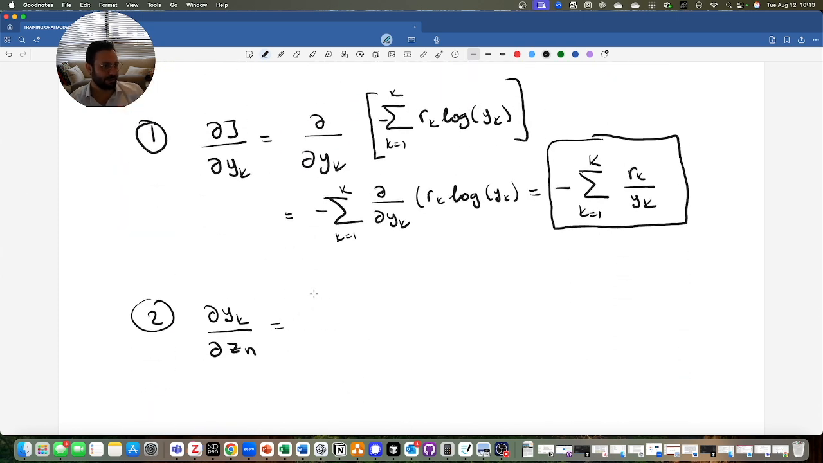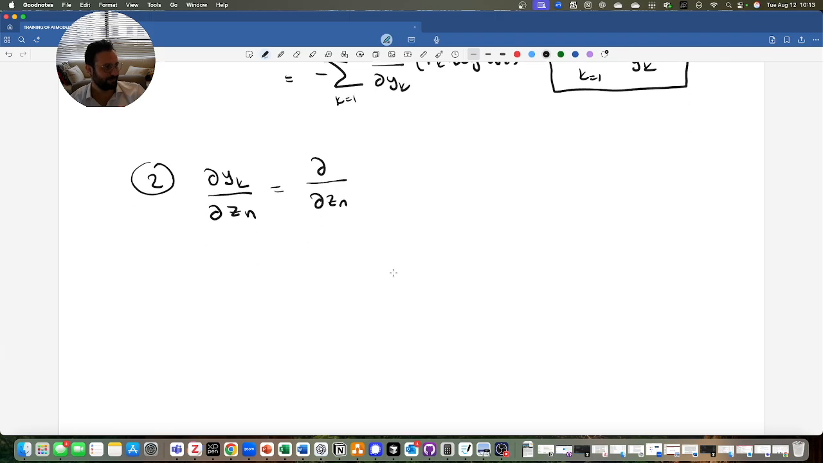So dyk, let's write like this, dz of n. So that part is going to be a little bit, I hope I have enough space. If anything, I can introduce some more. Dyk, let's write what yk was, instead of, in terms of its input.